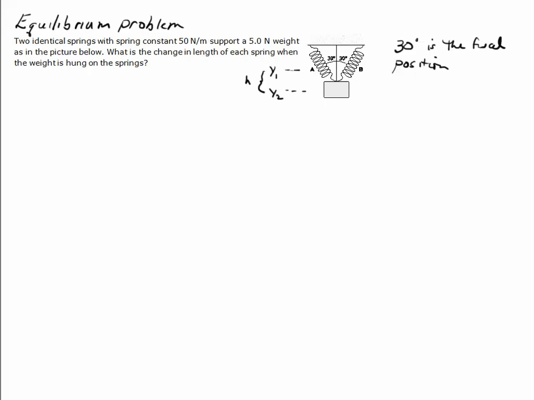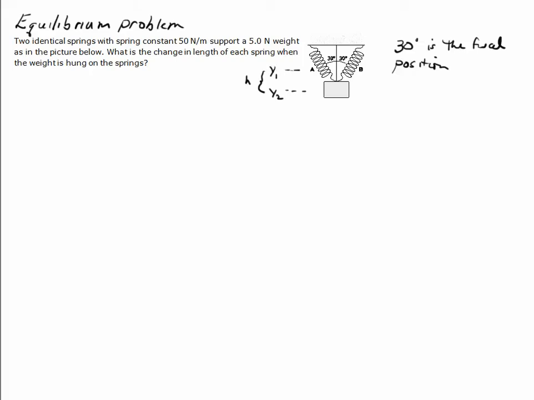Okay, number 4 from test 2 is essentially an equilibrium problem. We have two identical springs, both having the same spring constant, 50 newtons per meter, and they're supporting a 5 Newton weight, as shown in the picture. What is the change in length of each spring when the weight is hung on the springs? What we show here is a picture of the springs after the weight has been hung. So the final resting position is 30 degrees between the vertical and the spring.